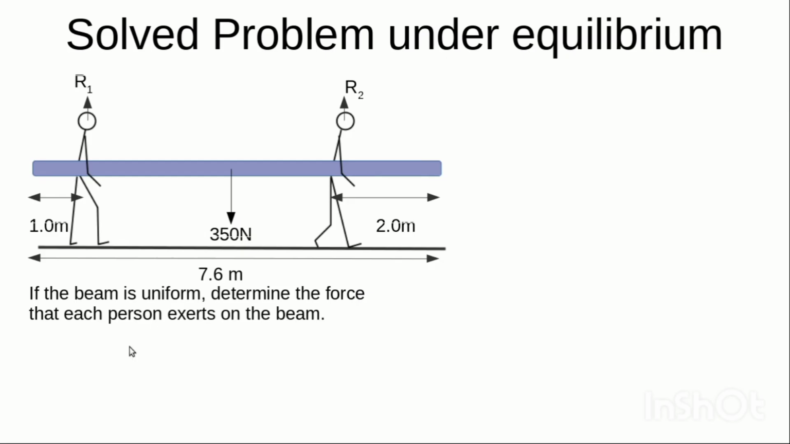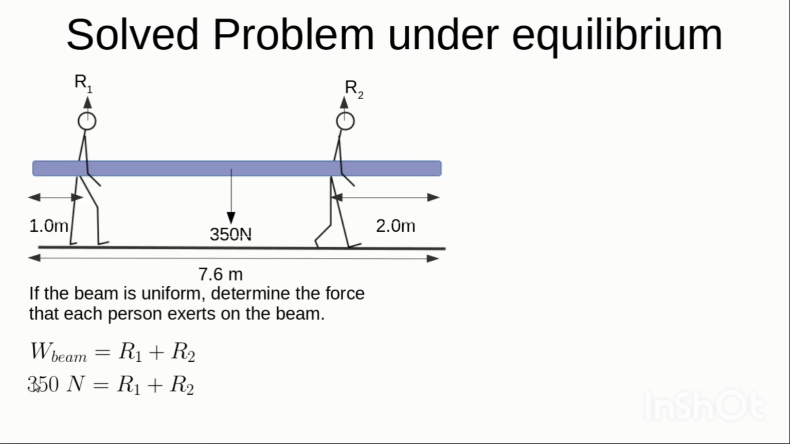Now to solve this problem, we apply the condition for equilibrium, which states that the sum of the upward force must be equal to the sum of the downward force. The downward force is only the weight, and it will be equal to the sum of the upward reactions. So we have the weight of the beam W equal to R1 plus R2. Since we know W, we have 350 equal to R1 plus R2.